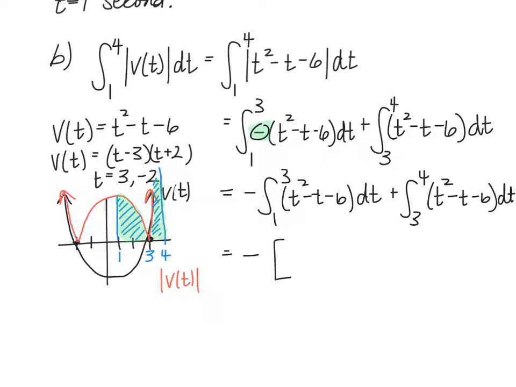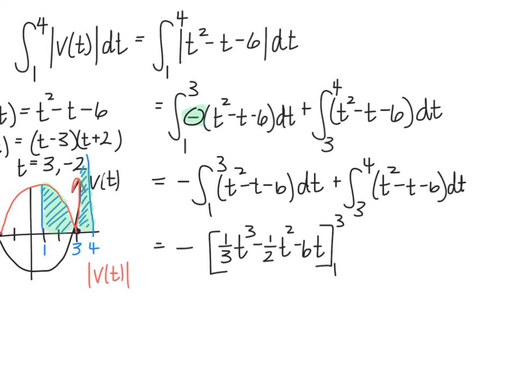The antiderivative of t squared minus t minus 6 is 1/3 t to the third power minus 1/2 t to the second minus 6t. And that will be evaluated at 3 and at 1. And then we'll have that same antiderivative, 1/3 t to the third power minus 1/2 t squared minus 6t, evaluated this time at 3 and 4.